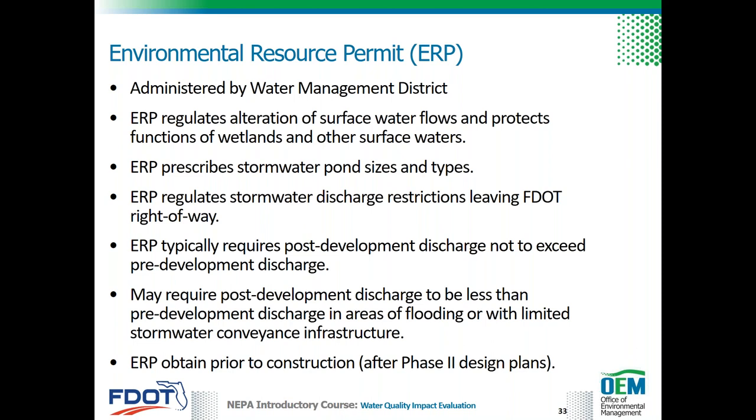Typically, post-development discharge is limited to no greater than pre-development discharge. Additionally, requirements may apply in the areas of flooding or where there is limited stormwater conveyance infrastructure. Environmental resource permits are generally applied for after the drainage design is substantially complete, after the Phase 2 design process, and obtained prior to construction.